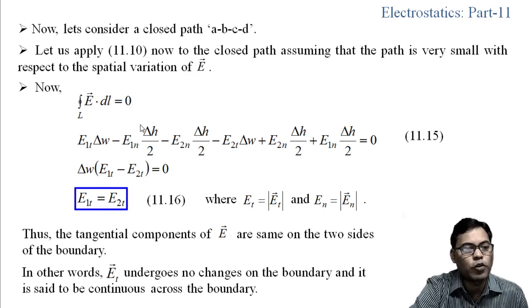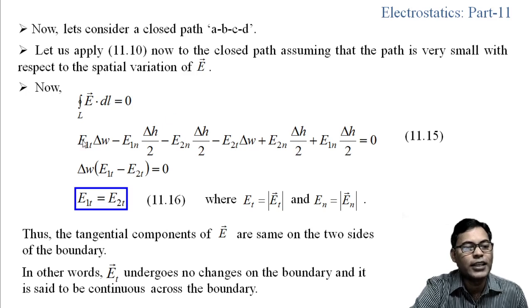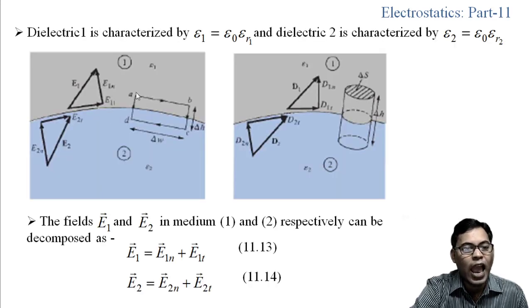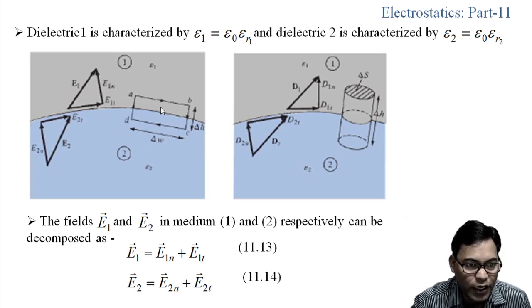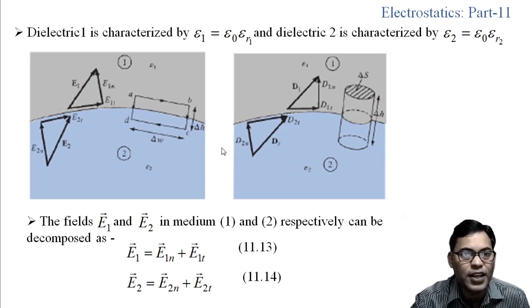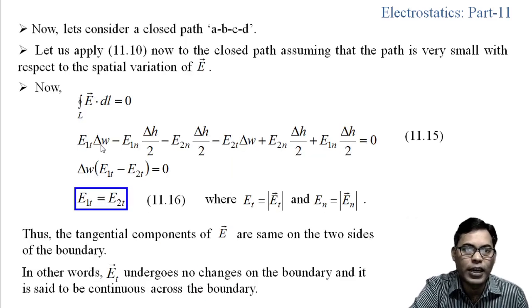So first we are considering A to B. Here for A to B, the length dl we can consider as del W, and the electric field is E1t. So here you see E1t del W, and the dot will not be there because E1t and the path are in the same direction. So E1t and the dl length will be in the same direction. That means it is moving along the tangential component. Cos theta is 0 degrees, so that is 1. So we got E1t times del W.